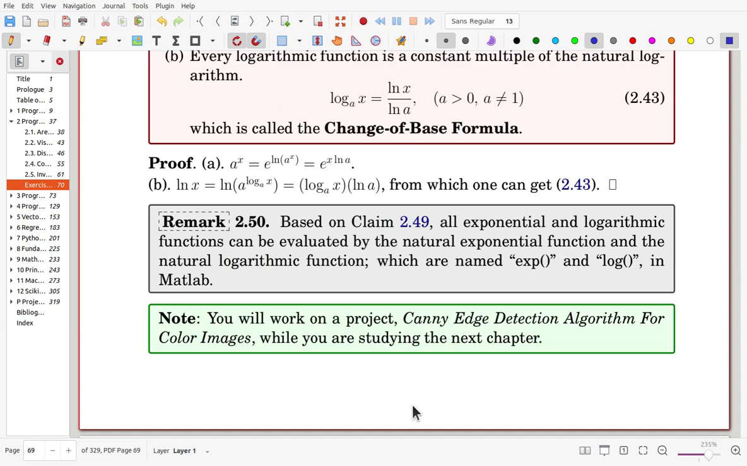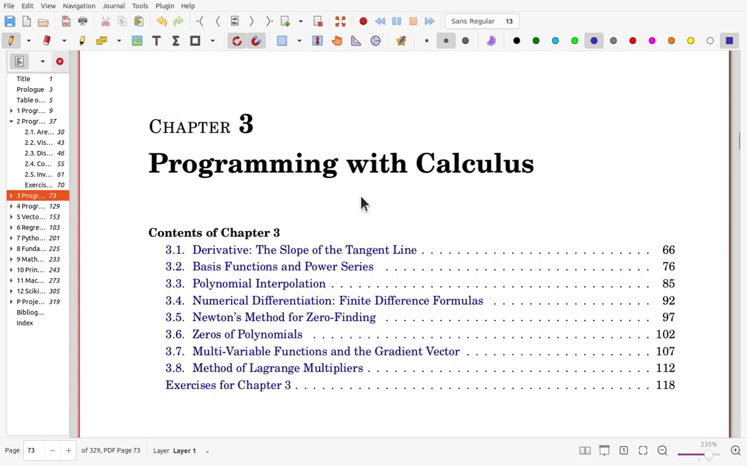You will work on a project called the Canny edge detection algorithm for color images while you are studying the next chapter. The next chapter is about programming with calculus. So you learn this one, and before finishing this chapter, you will finish a project.